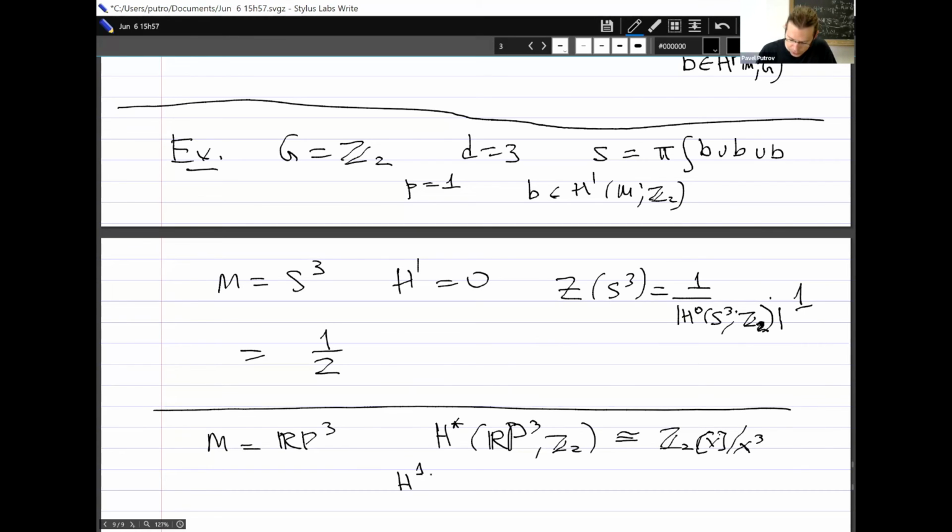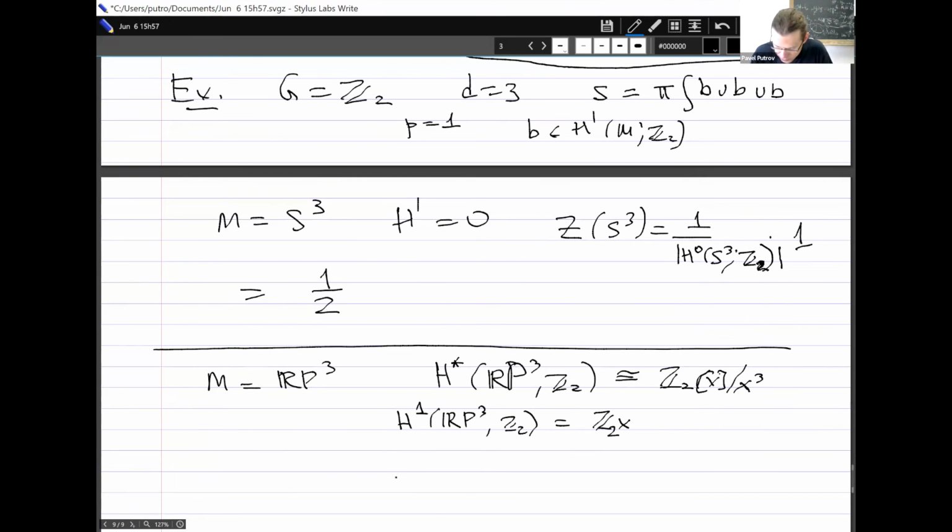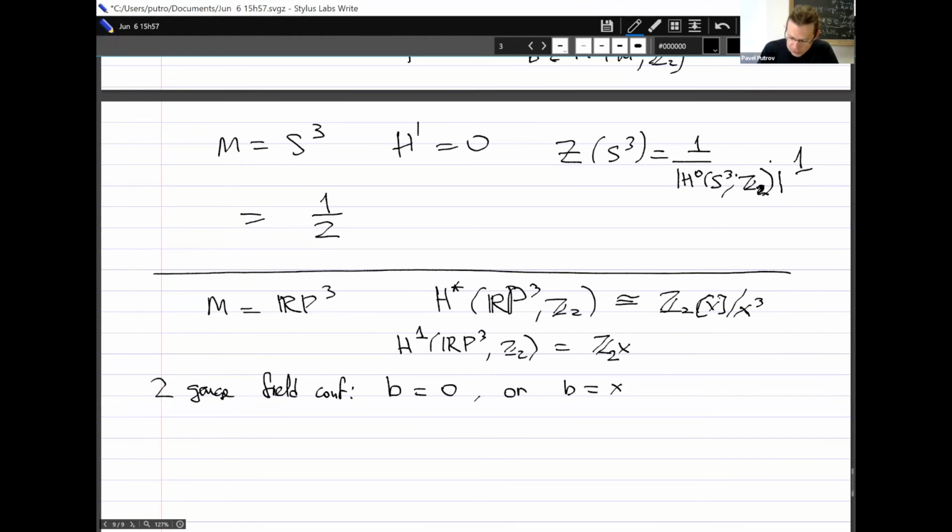So in particular, H1 of RP3 with Z2 coefficients is generated by this X. So there are two choices: B can be either 0 or B can be X. So there are two gauge field configurations, up to gauge transformations, which we need to sum over.